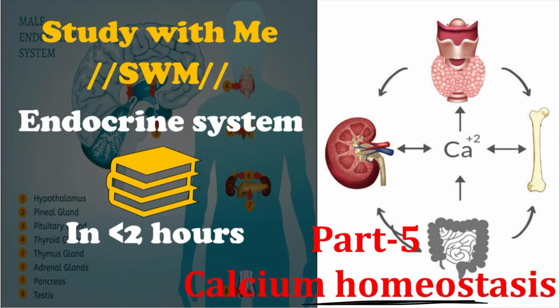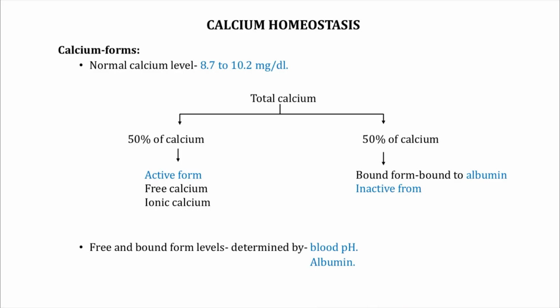So with this important note, in calcium homeostasis, now we are going to discuss the forms of calcium. See here, very important: the normal calcium levels are 8.7 to 10.2 milligram per deciliter. This is also our target in calcium homeostasis.